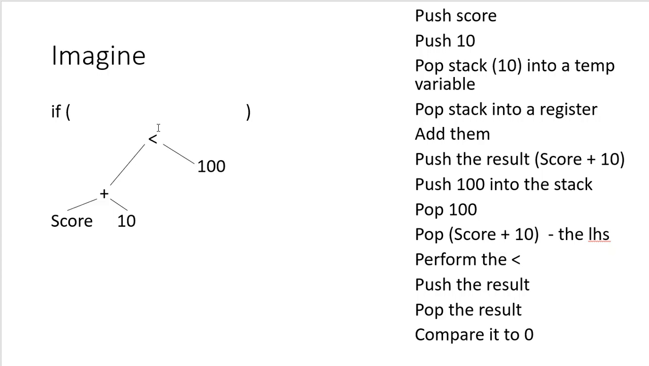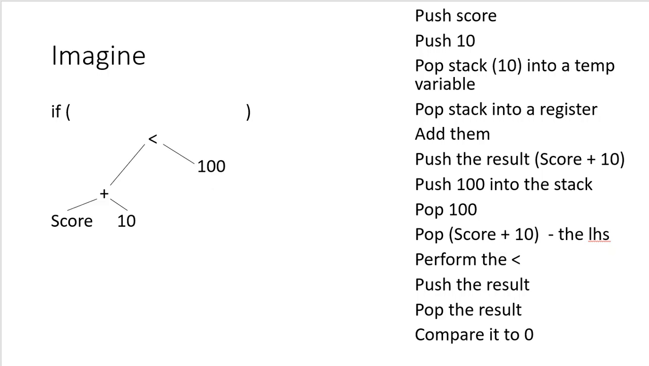Then finally, we pop the result out of the stack and compare it to 0 or true, or however we're going to implement our if statements. Usually we say if it's false, skip over it. So if you wrote if something is true, what that gets turned into is if it's false, skip over it.